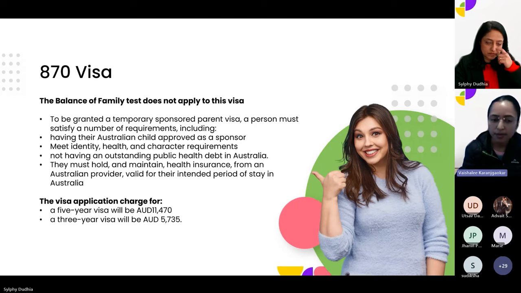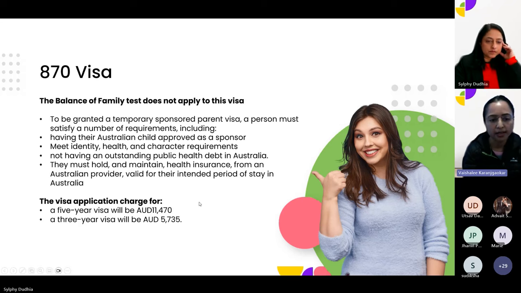To be granted a temporary sponsored visa, a person must satisfy a number of requirements. That is usual to every application, like having their Australian child approved as a sponsor, which means before applying for a visa, the sponsorship application must have been approved. The parents must meet identity, health, and character requirements. What it means is when they apply, they will be requested to provide police checks and a medical examination. If they are able to meet the health and character requirements, there should not be hurdles in granting a visa.